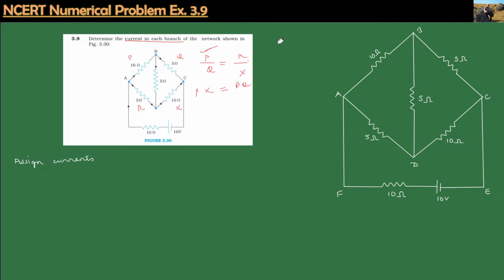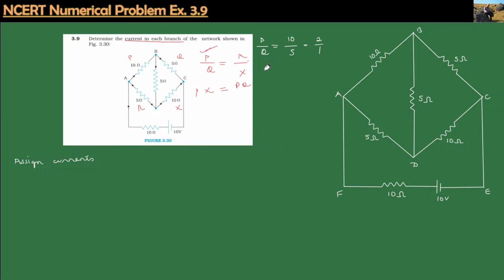Now let us verify whether this bridge is balanced or not. If I consider only P by Q, this is P divided by Q. What is the value of P? From here it will be 10 ohms. And what is the value of Q? The value of Q is 5 ohms. So this will give you the ratio of 2:1, which is equal to 2.